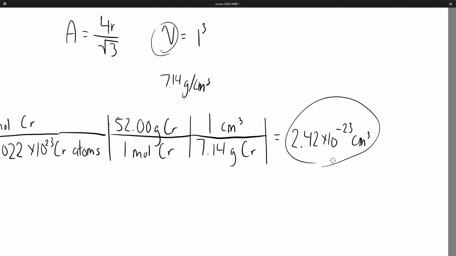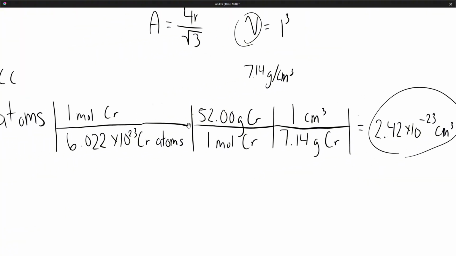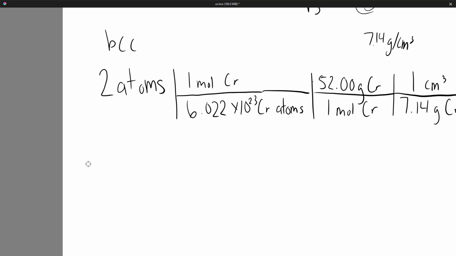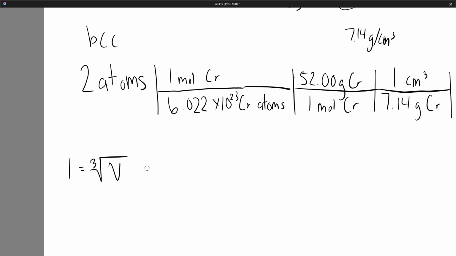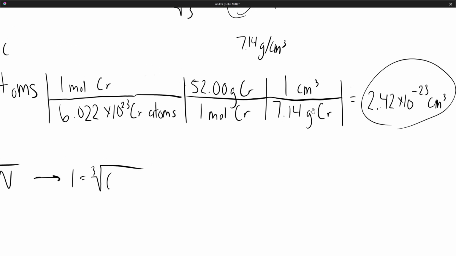So with this volume, we're going to solve for a length. So we rearrange that to solve for length equals the cube root of your volume. See this. So plugging that in, length equals the cube root of 2.42 times 10 to the negative 23rd centimeters cubed.